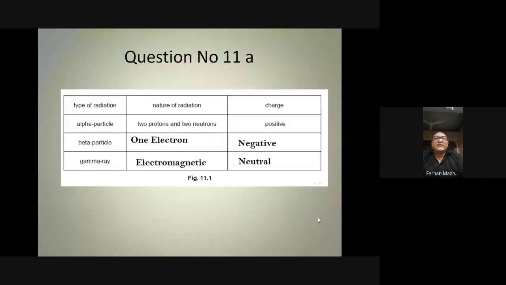So let me show you. I have completed this table. The beta particles are like one electron and they have negative charge. Gamma rays are electromagnetic waves and they are neutral. They don't have charge. This is how you will complete that table.